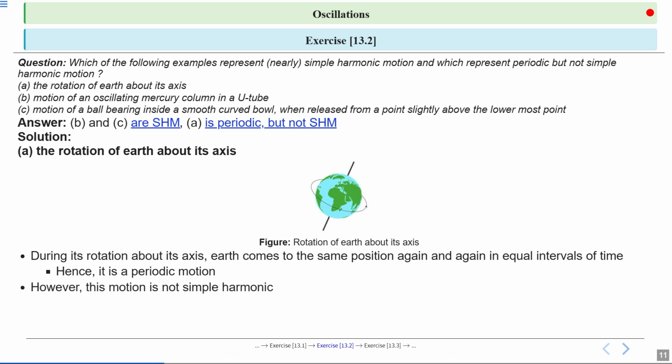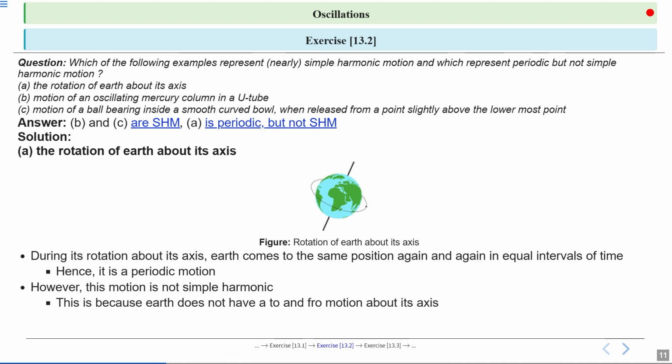However, this motion is not simple harmonic motion. For simple harmonic motion, the object must move back and forth about a mean position, and the restoring force should be proportional to displacement and directly towards the mean. The Earth's rotation does not have this to and fro motion. It's just spinning in one direction.